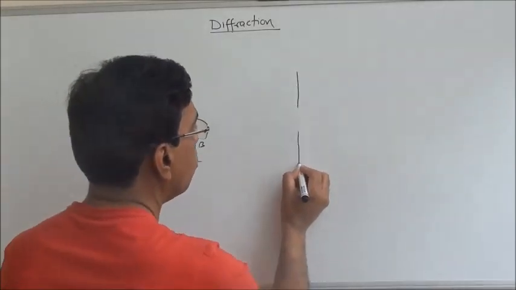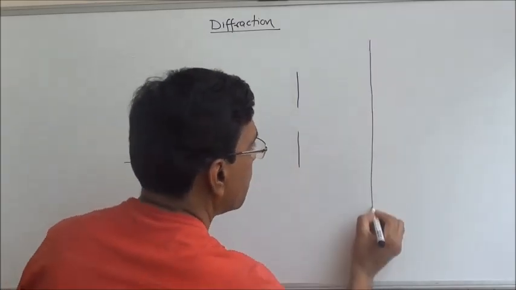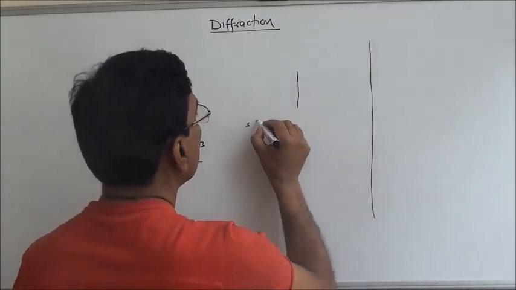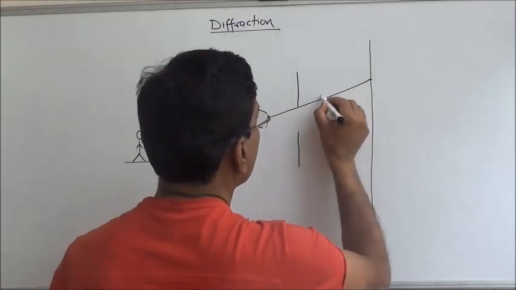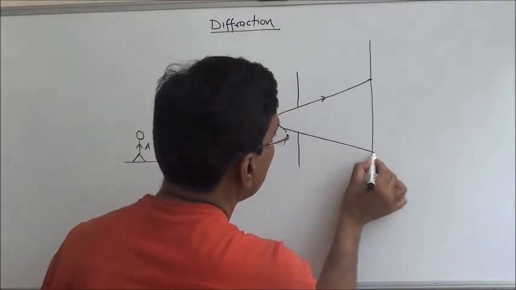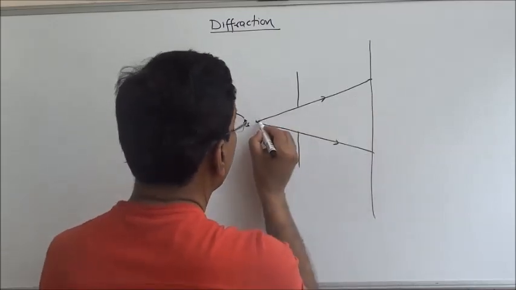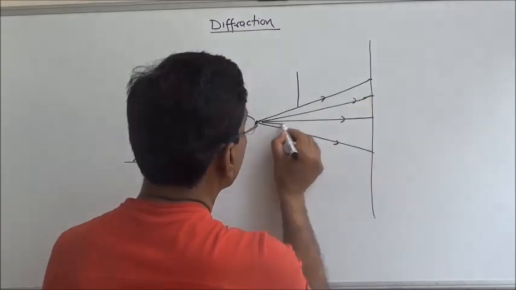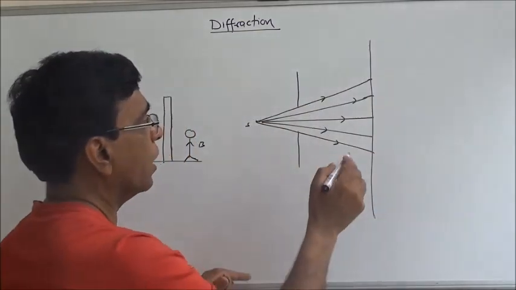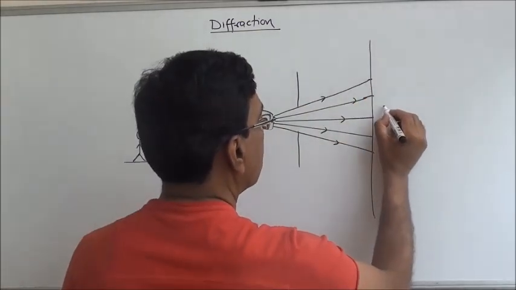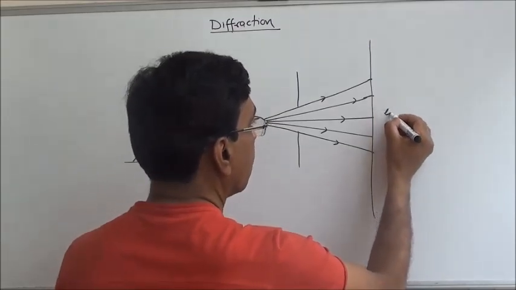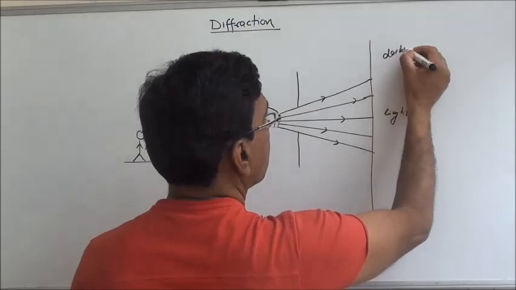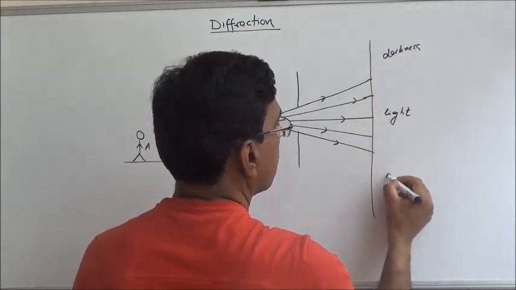Here I have taken an obstacle, let's take an aperture too. Aperture means a narrow opening. If I put a screen here, this is an aperture and there is a source S. So what do we expect? Light will be going everywhere in between these two points. So here we expect brightness, we expect light, and here we expect darkness.